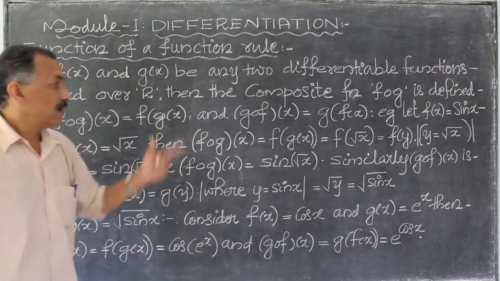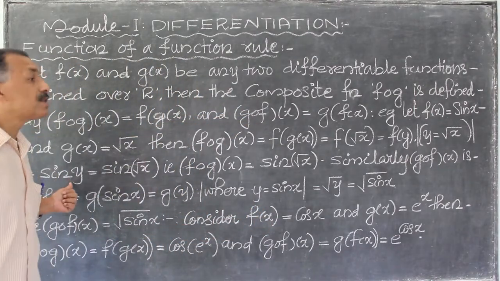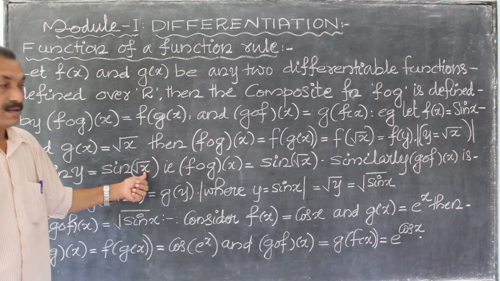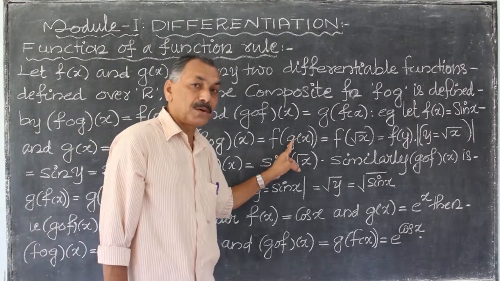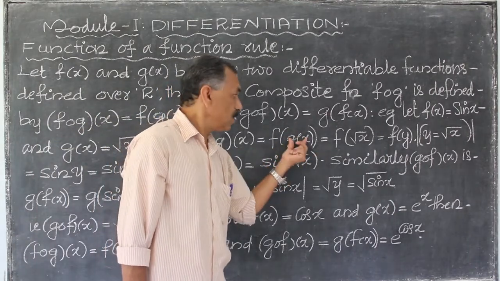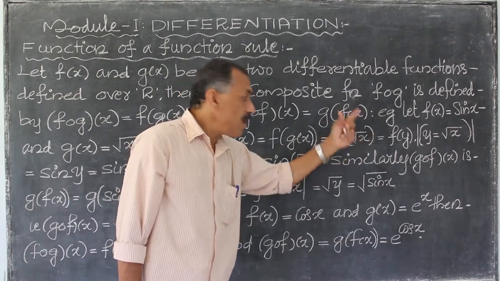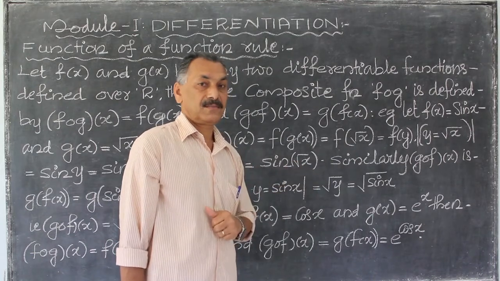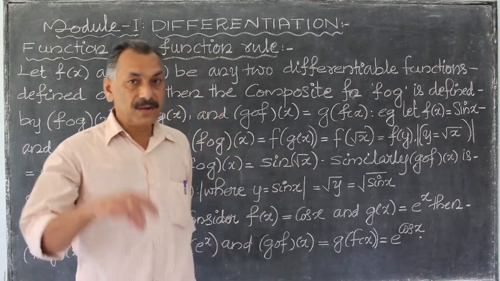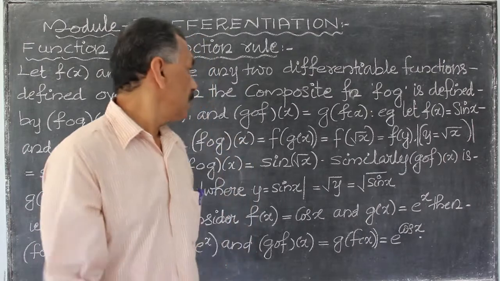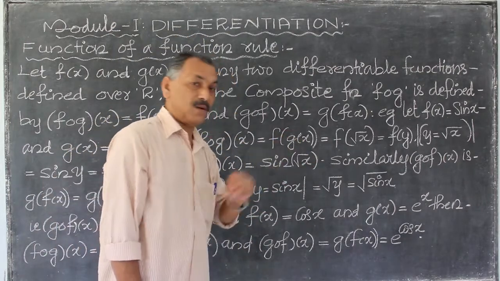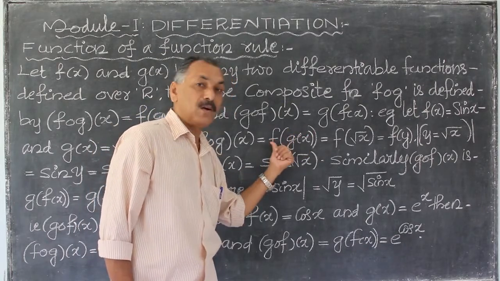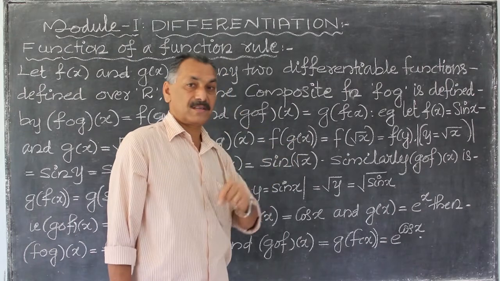What is f of x? f of x is equal to sin x. That is, f of y is equal to sin y, which is sin of root x. Then f dot g of x is equal to f of g of x. That means g of x is taken, and g of x must lie in the domain of f.